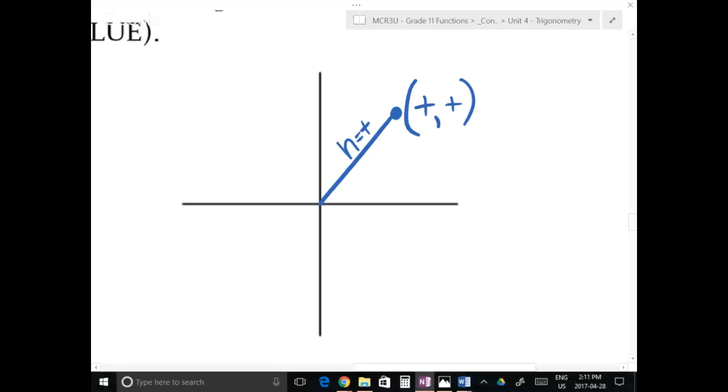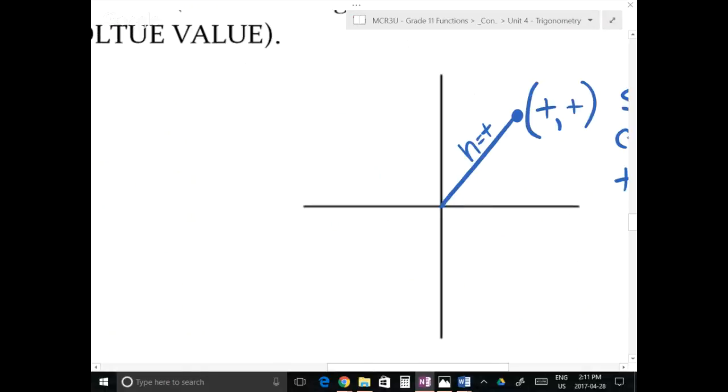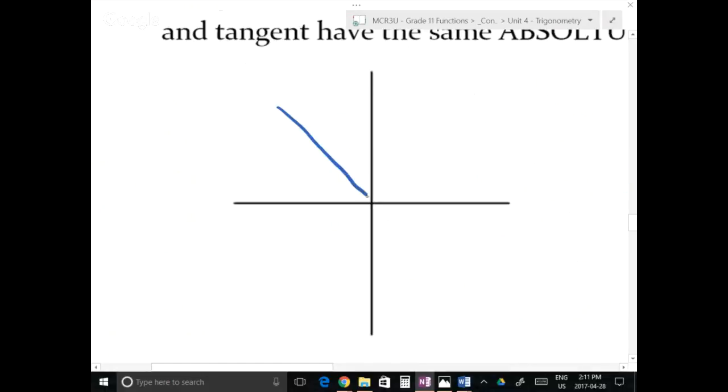So if hypotenuse, x, and y are all positive, sine is going to be what? Positive. Cosine is going to be, and tangent is going to be positive. So no matter what angle you pick, if it's between 0 and 90, the sine is going to be positive, the cosine is going to be positive, and your tangent is going to be positive. Do you suppose that you could tell me that same information for this angle here?